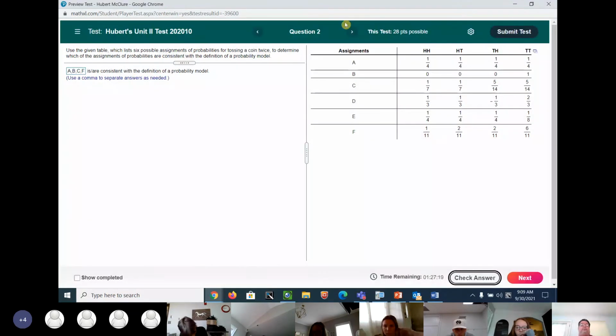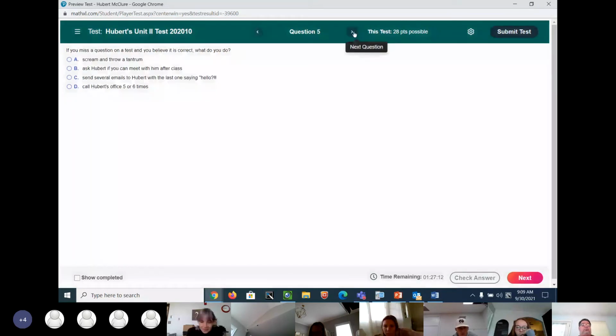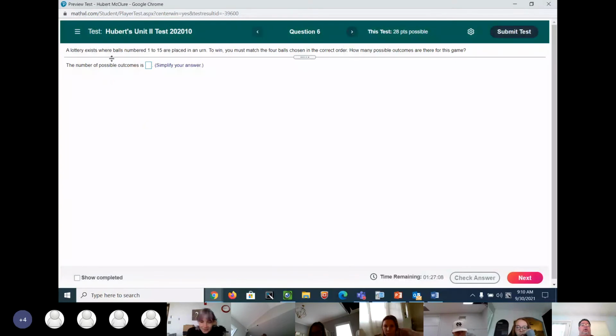Next question. That's a bonus question. A lottery exists where balls numbered 1 through 15 are placed in the urn. To win, you must match 4 balls chosen in the correct order. How many possible outcomes? It's not asking to win, it's asking how many possible outcomes. So is this a permutation or a combination?